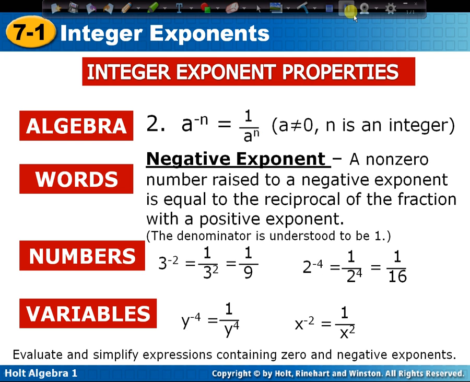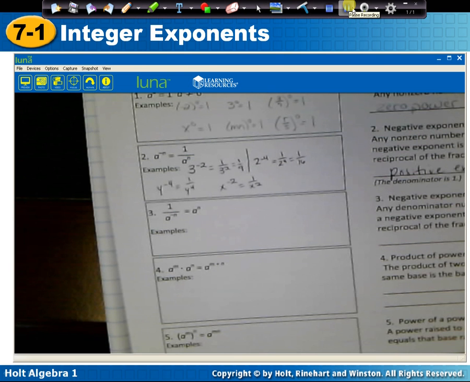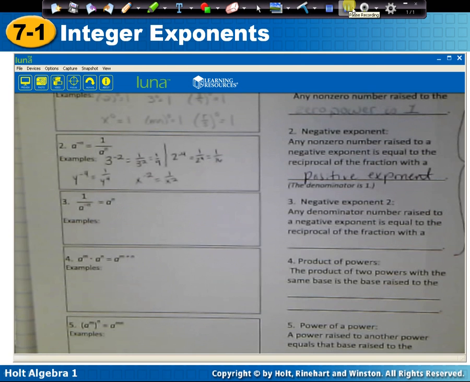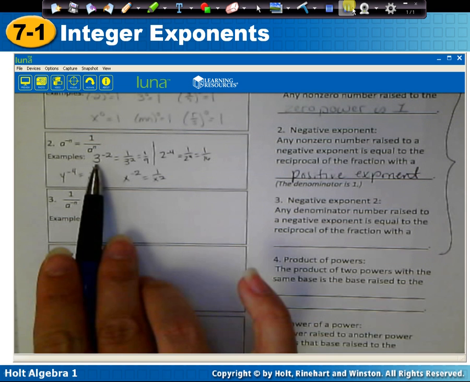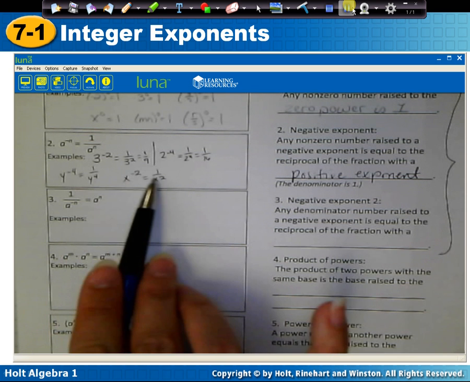Take a minute, make sure you have all of the number and variable examples written in the box underneath the second exponent property. I'm going to show you what that should look like. All right, this is what it should look like. You should have positive exponent written here, and then you should have your examples in both numbers and variables written here.